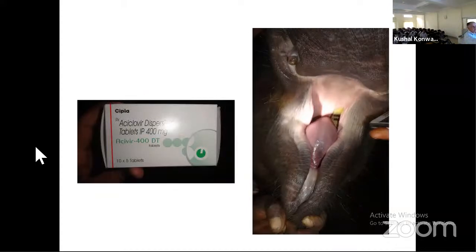the purple discoloration of the tongue. It affects elephants from the age of 2 years up to 10 years. 4 years is a very vulnerable age.